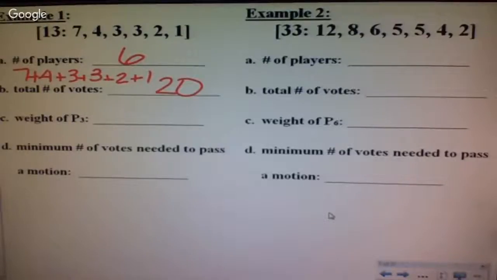What's the weight of player 3? 3. And what's the minimum number of votes you need to pass a motion? 13. That's your quota. They already give you the quota. That's when you're trying to find the quota, so we'll actually do some of those too. Example 2. How many players? 7. How many total number of votes?